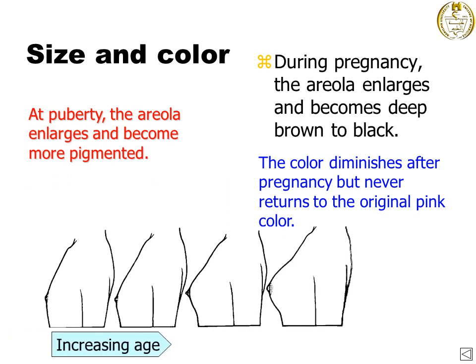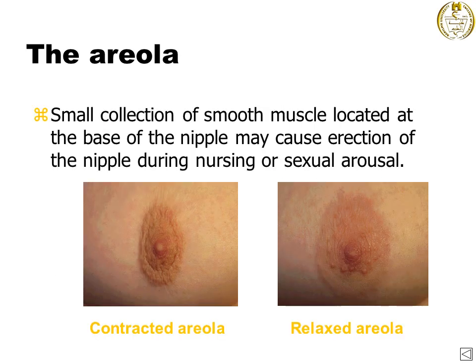At puberty, the areola enlarges and becomes more pigmented. Also, there is an increase in the size, shape, rounding and contour of the breast, followed by changes in the old age group. A small collection of smooth muscle fibers located at the base of the nipple may cause erection of the nipple during nursing or sexual intercourse. The right one shows you the relaxed area, the left one shows you the contracted area.